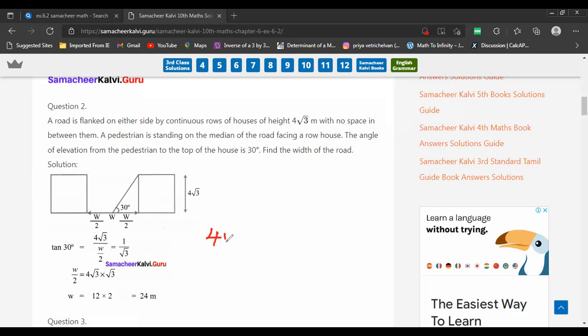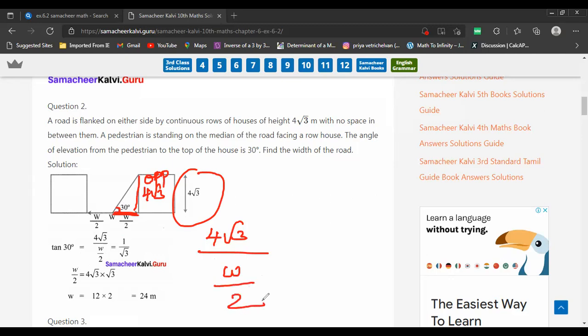So it's 4 root 3. If this side is 4 root 3, this side is also 4 root 3, isn't it? So here you have the angle. So this side is going to be your opposite side. So opposite side is 4 root 3 and this is your adjacent side. So adjacent side will be in the denominator.